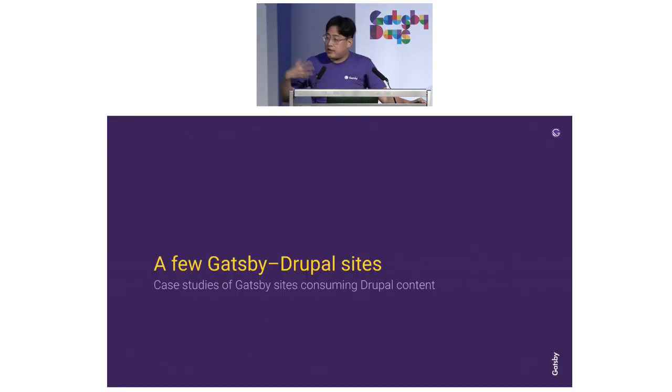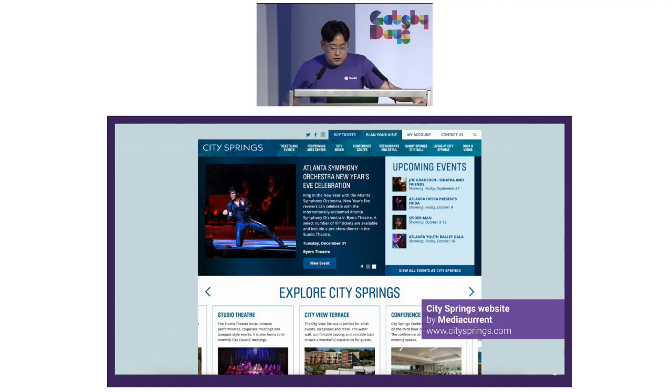So very quickly, before I jump into actually how to build this and how to get this all set up, let me talk about a few Gatsby Drupal sites that are already online and in existence. These are sites that are currently in production and at scale. So the first is the City Springs website, a new development in Sandy Springs, Georgia.